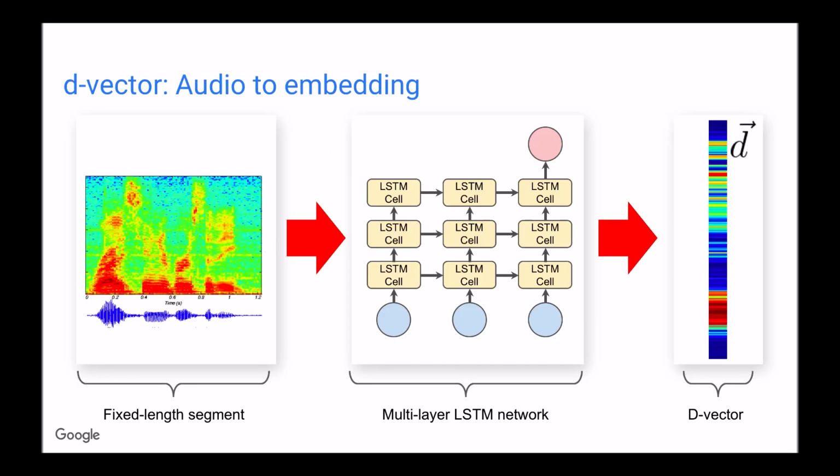Here is a diagram for the D vector system. Once we have a fixed-length segment of audio, we feed it into a neural network, which can be either feed-forward DNN or LSTM. In our case, it's LSTM, and we take the last layer, last frame output as the embedding, called the D vector.